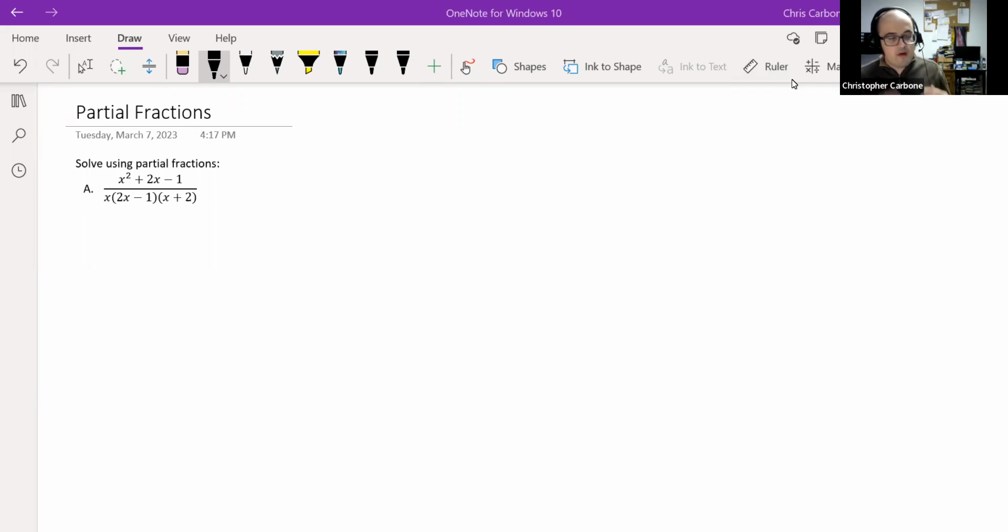I have partial fractions here. This is going to be the first part of this mini lesson involving partial fractions. So I want to solve using partial fractions.